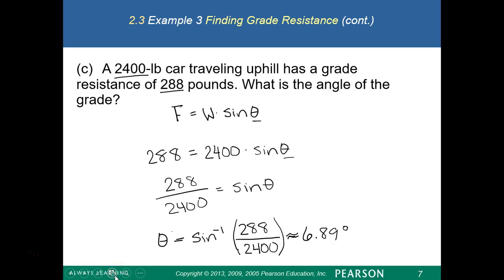So not too bad of a section. Just remember your reciprocal functions and stuff like that are going to be used in this section in order to help you figure out what you need to plug into your calculator.